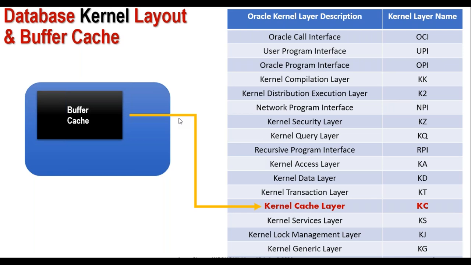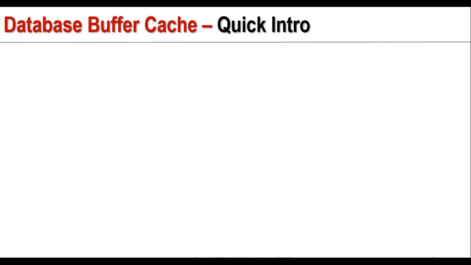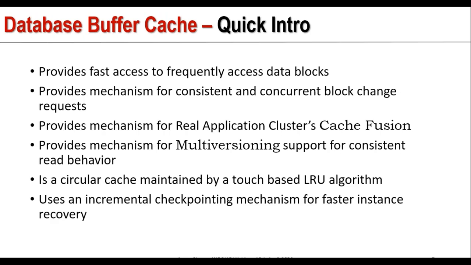Now, there are many different layers. For example, when you talk about transactions, transactions are managed by the kernel transaction layer. For example, if you're managing your shared pool, it is managed by another layer, and so on and so forth. But buffer cache is maintained through the kernel cache layer. And that makes one thing easier for us if you are looking for internals: the buffer cache internals are going to be available within those X$ or internal tables which have the introduction of your particular kernel layer of kernel cache. And what those tables are, we'll see in just a minute.